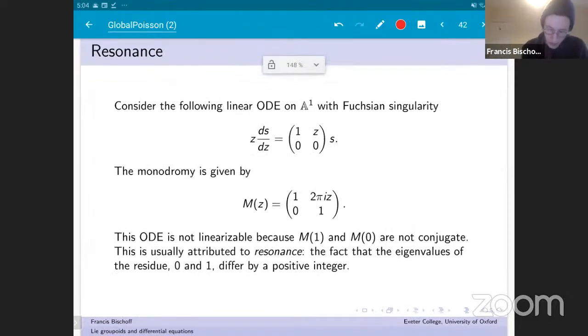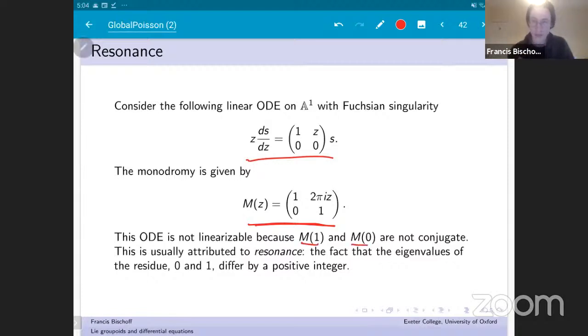So I want to start with an example. Here's an ordinary differential equation on A^1 with a Fuchsian singularity at the origin, a 2x2 system. And the monodromy of this system of equations is given by this. We can see here that at z equals 1, it's upper triangular, and at z equals 0, it's the identity. So these two monodromy matrices are definitely not conjugate. As a result, this ordinary differential equation is not linearizable.